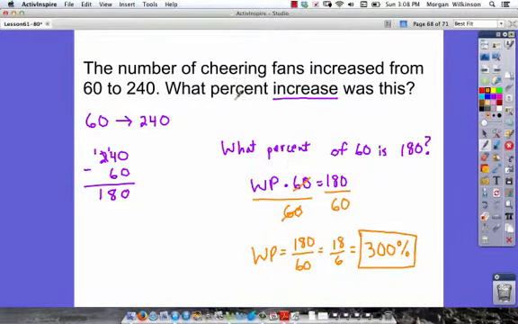When the number of cheering fans increased from 60 to 240, we increased our original by 180 fans to get to 240. The percent increase of this, well, we wrote out what we needed to solve. We solved it, and our answer was greater than 100%, which it should be, because we're increasing the number of fans that we had.